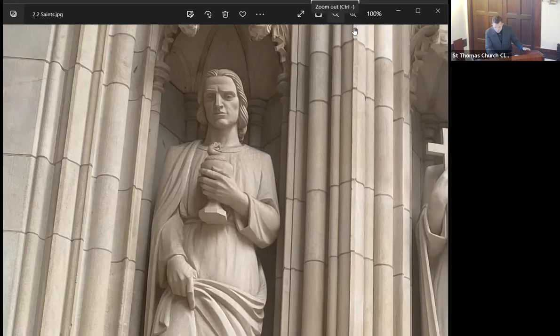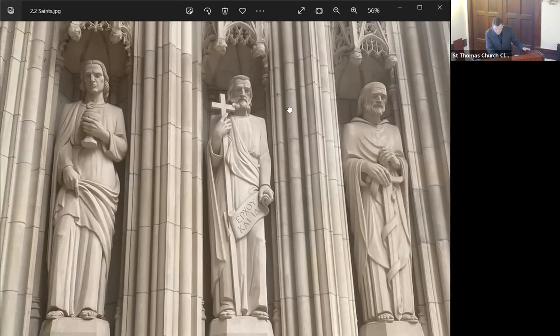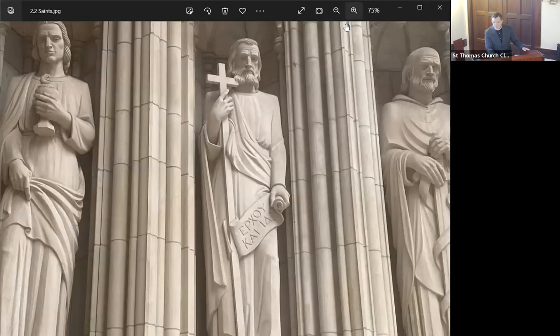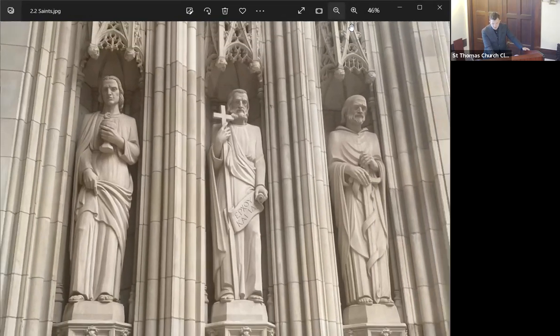Let me pull out a little bit and look carefully at this person. Interesting. Who do you think this is? Well, I'll tell you, it's Philip. Usually Philip is portrayed with a cross staff, which has 2 crosses on it.